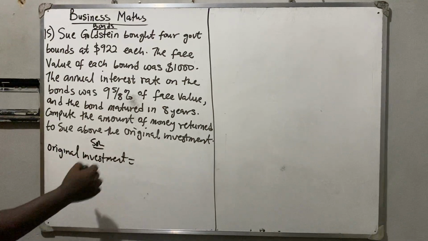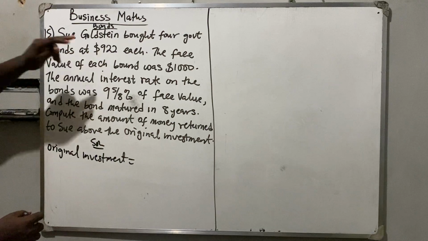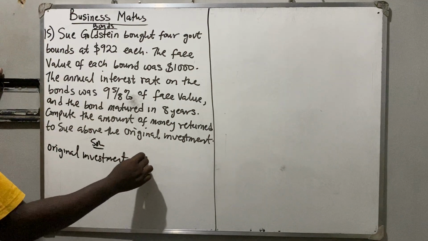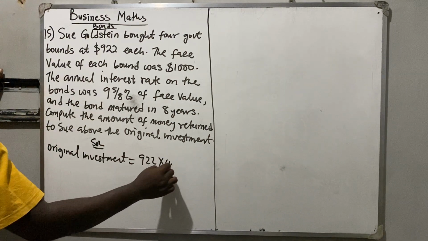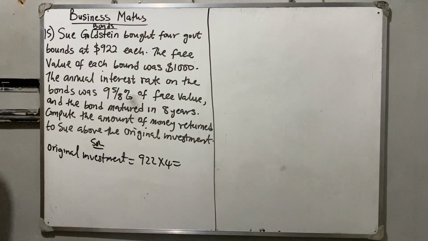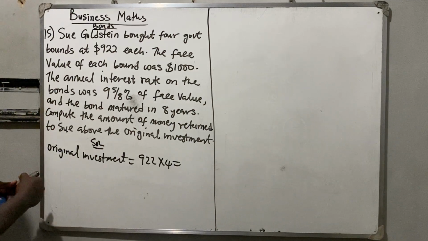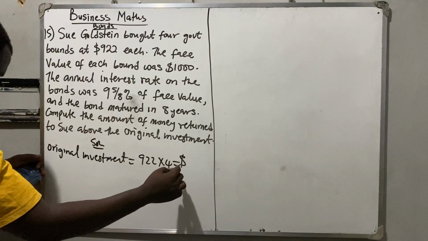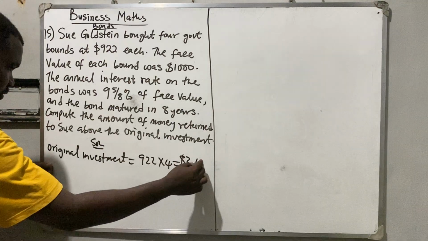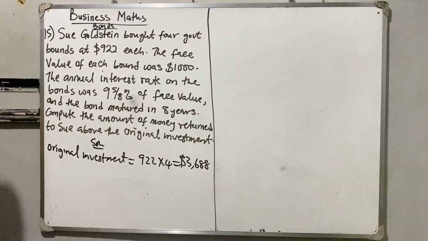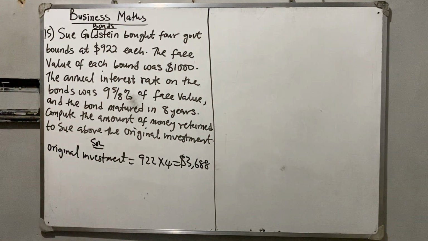Now, original investment: he bought each of them at $922. So we're going to have $922 times 4 of them, which is going to give you, 922 times 4, so that means he bought all of them for $3,688. Okay. So now the next thing is the face value.